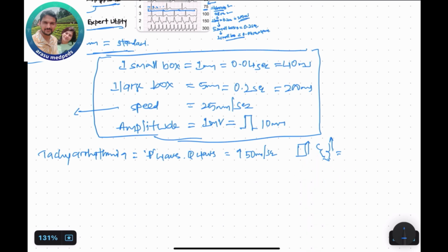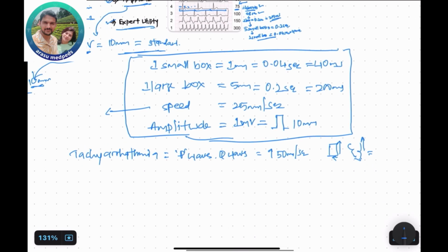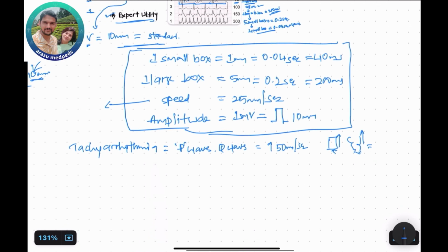Hope you got the point. If two people are racing, one is going very fast, you just make the other individual also run faster, so that the relative gap will lower down. This is the thing. So whenever there is tachyarrhythmia and you want to see the ECG properly, you can increase the speed of the paper.